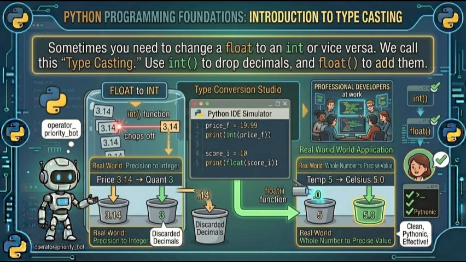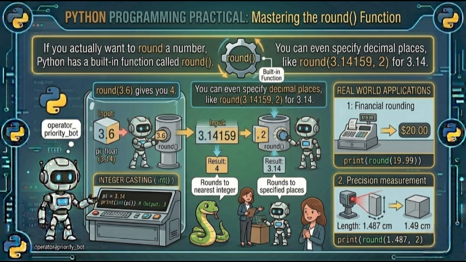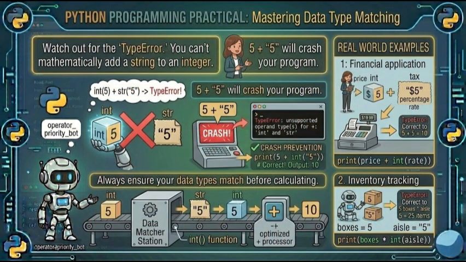Sometimes you need to change a float to an int or vice versa. We call this typecasting. Use int to drop decimals and float to add them. If I have pi equals 3.14 and I run int of pi, I get 3. Note, it doesn't round to the nearest number, it simply cuts off the decimal. It truncates the value. If you actually want to round a number, Python has a built-in function called round. Round 3.6 gives you 4. You can even specify decimal places, like round 3.14159, 2 for 3.14.